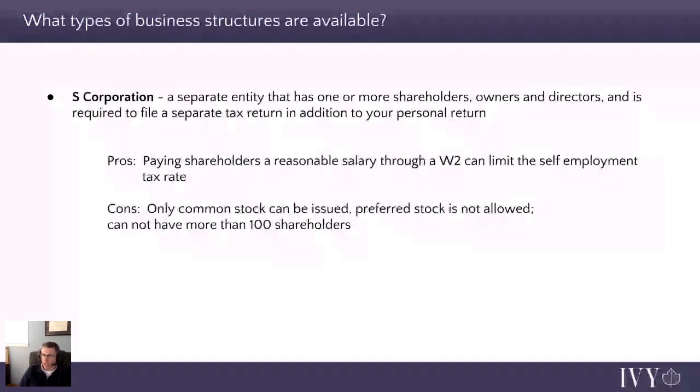With a reasonable salary, we can limit the self-employment tax rate. So instead of having to pay self-employment tax on all of your profits, you're coming up with a reasonable salary, and you're reducing that so that we can save taxes every year. Some of the cons is only common stock can be issued, preferred stock is not allowed, and you can't have more than 100 shareholders. So as long as you plan on having less than 100 owners, it's a great benefit that, if you're in the right situation, can potentially save you thousands of dollars in taxes.